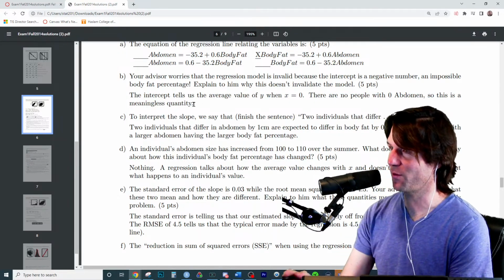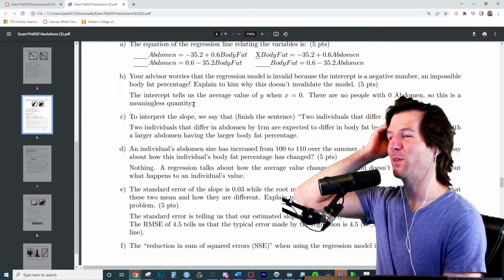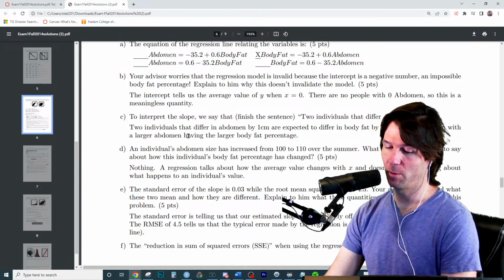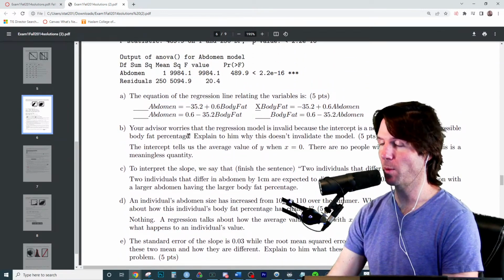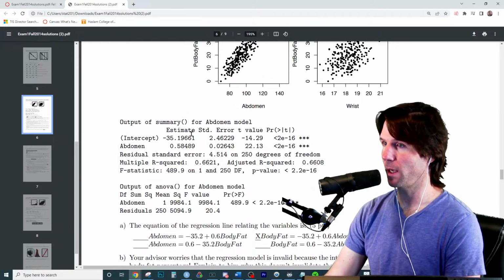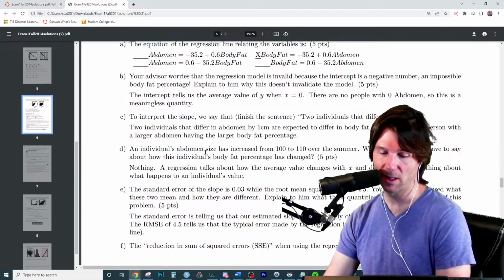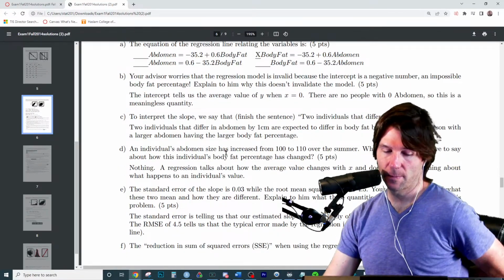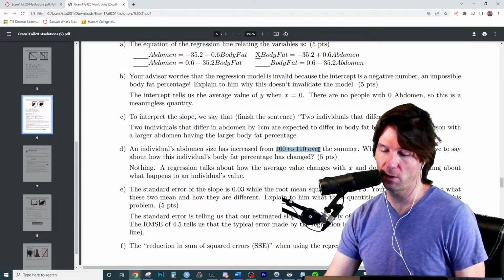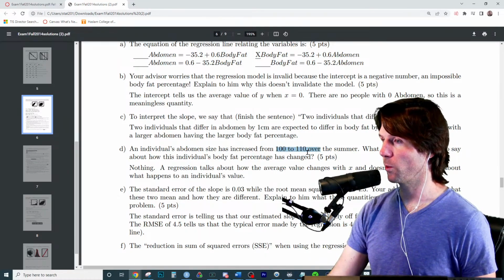Exactly. I know this is just like 474, right? And it's just like 201. All these concepts right here are very much used throughout all the classes. To interpret the slope, what does this mean? And we did this earlier. Two people who differ in their abdomen measurement by 1 centimeter are expected to differ in their body fat by 0.6, where the person with a larger abdomen measurement is expected to have a larger body fat percentage. An individual's abdomen size has increased from 100 to 110 over the summer. What does that mean? So how does our interpretation work?